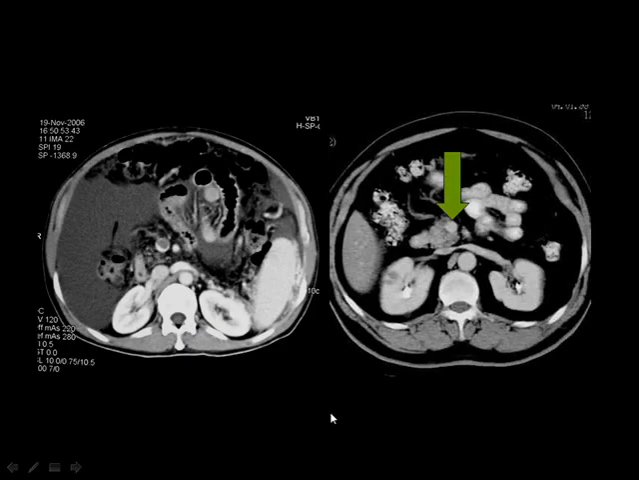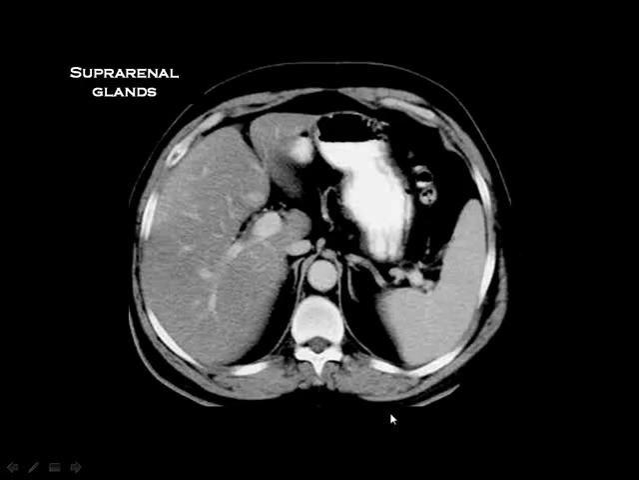And here you can see this arrow points to the superior mesenteric vein, and this is the pancreatic head, and this is the left renal vein. And in this area, this arrow also points to the superior mesenteric vein, which is thrombosed. The normal superior mesenteric vein is homogeneously enhanced, while if there is a thrombus inside the vein, you can see a filling defect. And you can see also ascites because of thrombosis of the superior mesenteric vein.